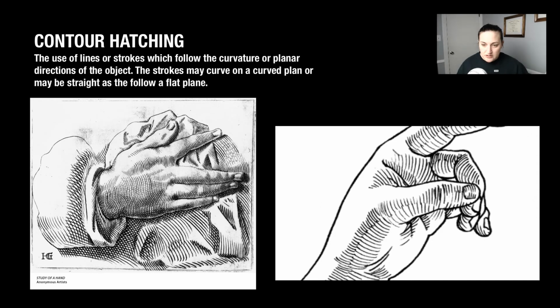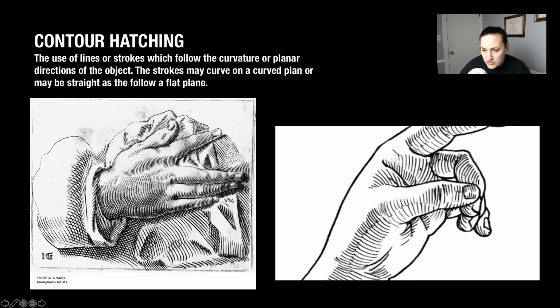Contour hatching, which is something I really want you guys to be thinking about and using in your drawings. This is one that I really want you to utilize, and I'll get into why. Contour hatching is the use of lines or strokes which follow the curvature or planar directions of the object. The strokes may curve on a curved plane or may be straight as they follow a flat plane.